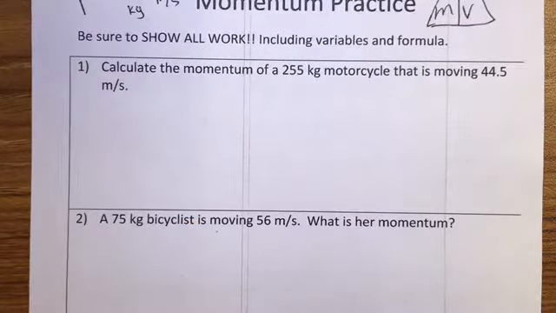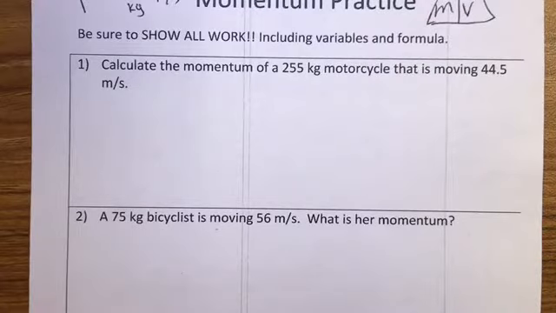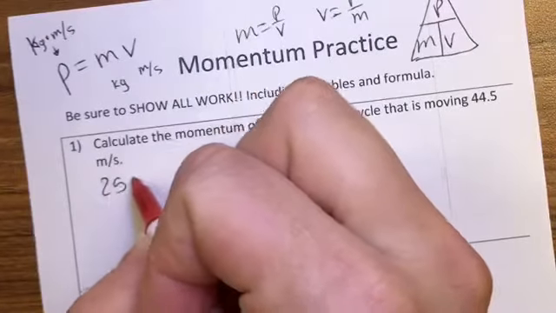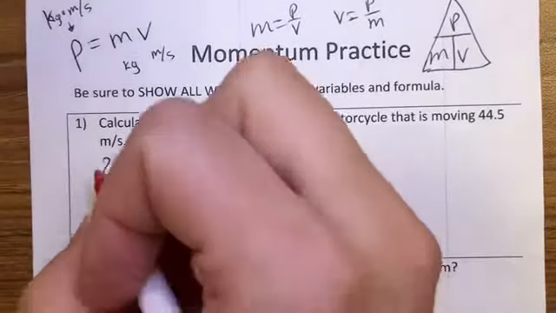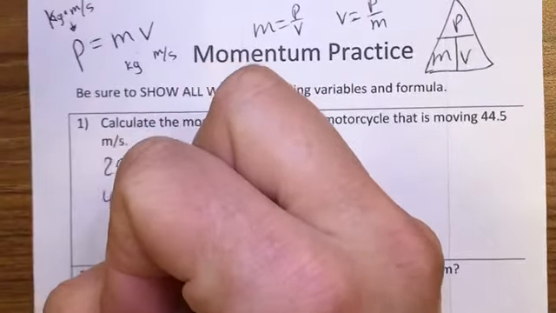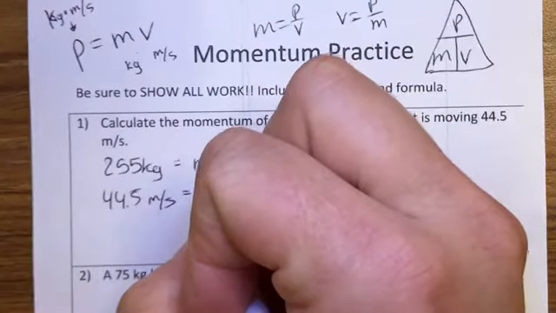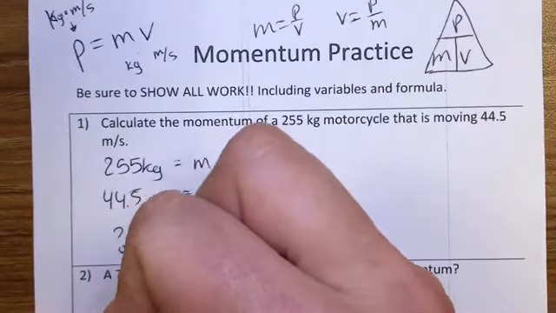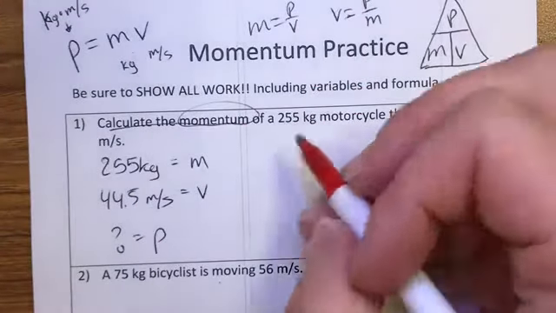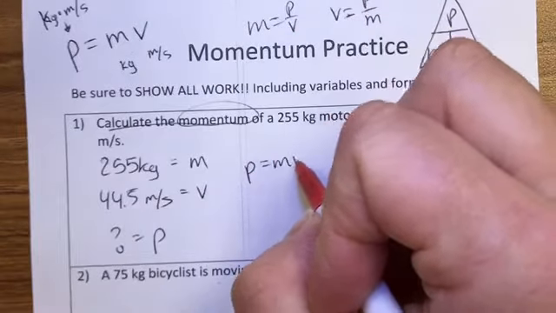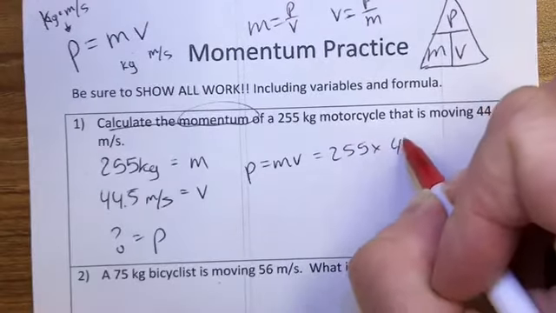All right, calculate the momentum of a 255 kilogram motorcycle that is moving 44.5 meters per second. Problem solving process. Record your numbers. Kilograms measures mass. Meters per second measures velocity. The question is asking for the momentum. That's P. P equals mv. 255 times 44.5.